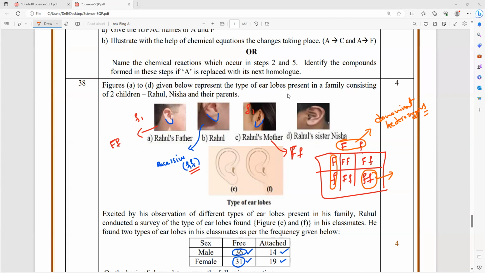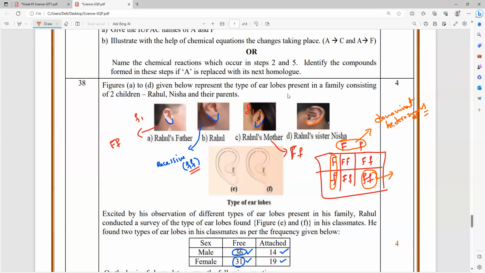Okay, next. Rahul's sister got free earlobes or attached earlobes? Free earlobes. Understanding? So Rahul's sister, Nisha, got free earlobes. So what are the possibilities for Nisha's free earlobe genotype? Maybe Nisha is having what?